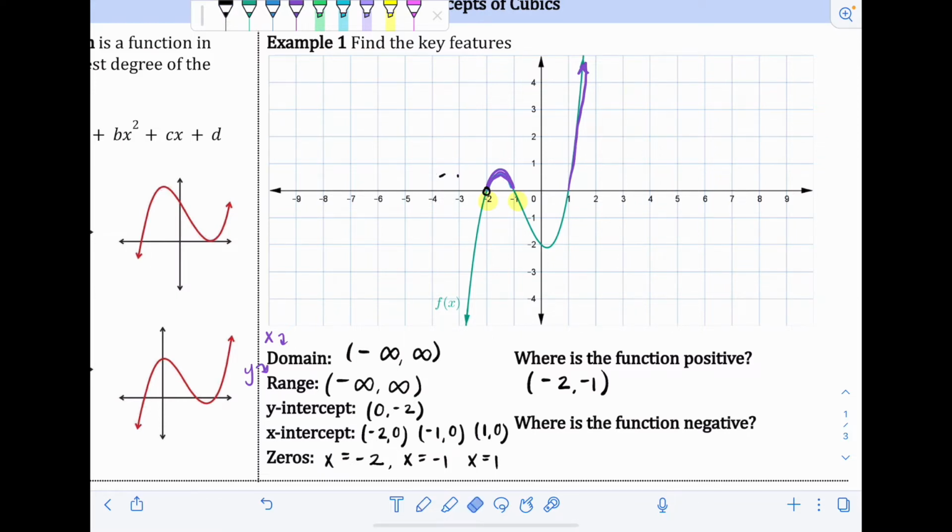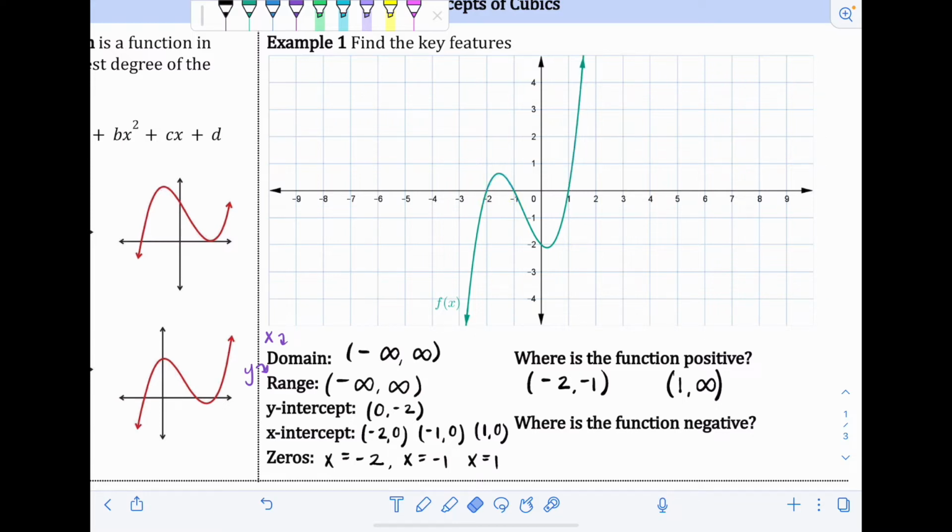And then for the second section, it starts being positive right here, and then it's positive everywhere to the right of that. So if that's our starting point, it would start at 1, and then everywhere to the right of 1 would be to positive infinity. And like I said, we can't include the x-intercepts because they're not positive. They're exactly on the x-axis, so they're at 0. So we put parentheses around 1, and we can never include infinity, so we'd put parentheses around that as well.